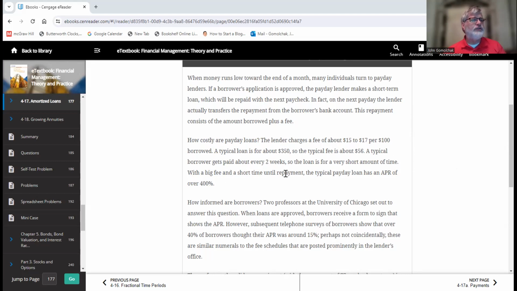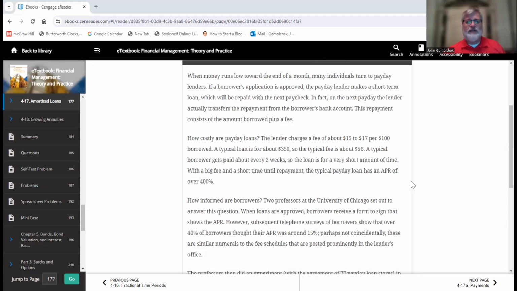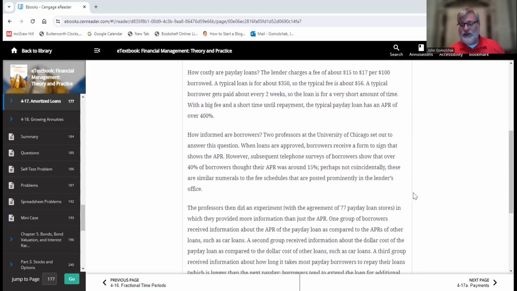With the big fee and the short time period, the APR, so we could go back and calculate out the annual percentage rate, is basically going to be over 400%. These loans are just absolutely ridiculous. Anybody that gets involved in these is getting taken advantage of. I understand that there are people that are in really dire straits, and this is the only way out of some things. But this is not much above loan sharking. I guess it's just basically legal loan sharking.